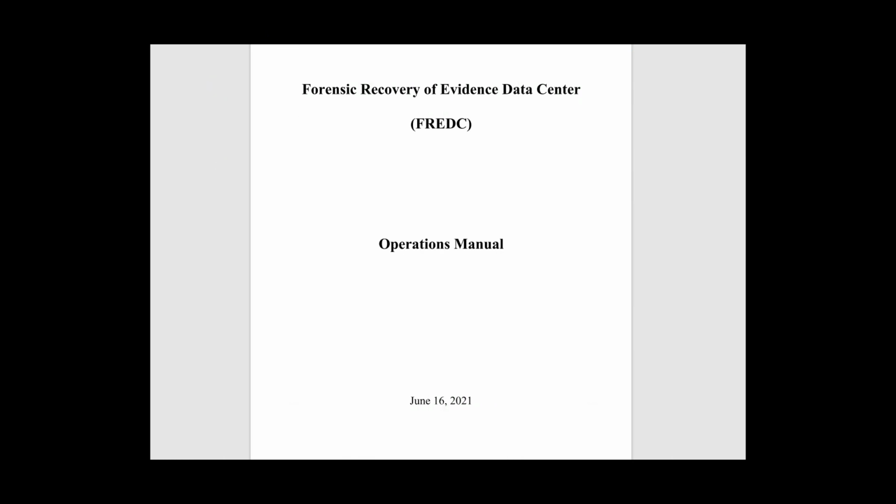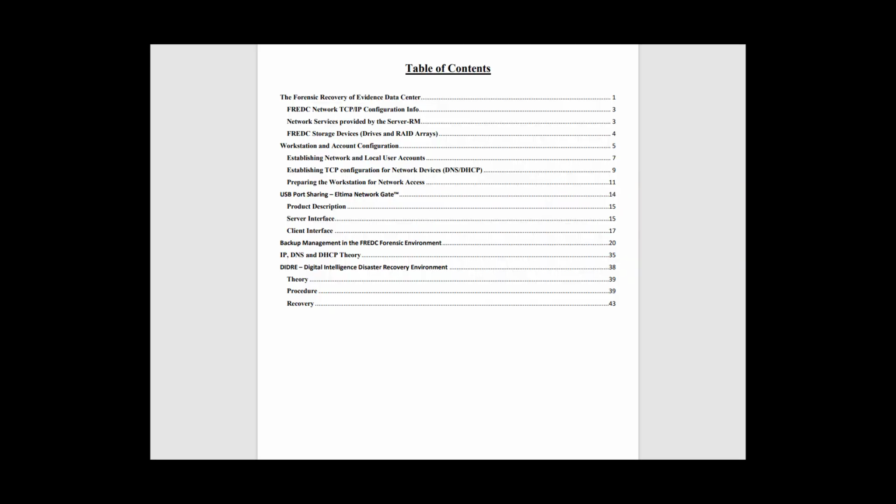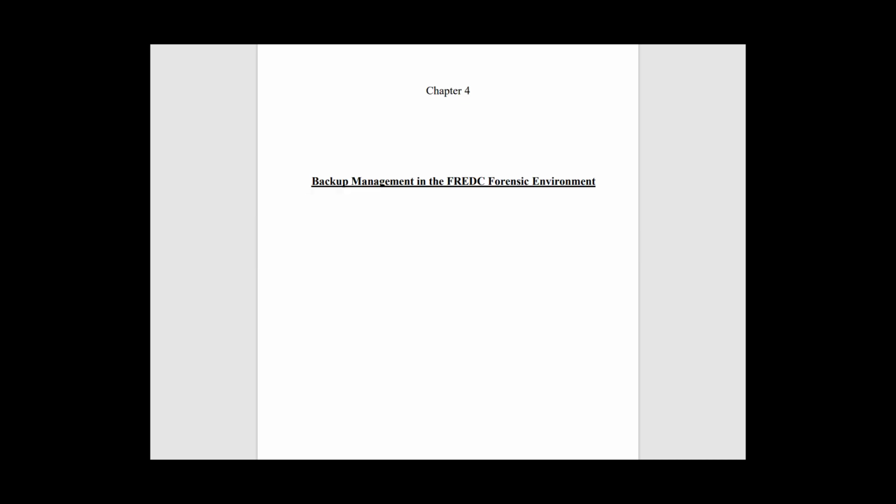This is the FREDC operations manual. It's stored under the Apps folder in a subfolder called Documentation. Referencing the table of contents, the chapter we're interested in is Backup Management in the FREDC Forensic Environment, starting on page 20. Chapter 4, Backup Management in the FREDC Forensic Environment. The next 15 or so pages discuss the backup concepts and walk you through a number of examples. This is really good reading, especially for review.